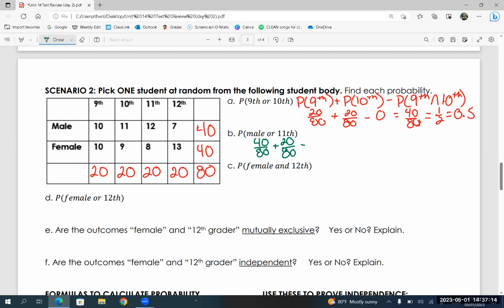For male and 11th graders, there are 12 out of the 80 that are male and in the 11th grade. Okay, so we already have our common denominators. 40 plus 20 would be 60, minus 12 would be 48 out of 80, which would reduce down to be 3/5 or 0.6.